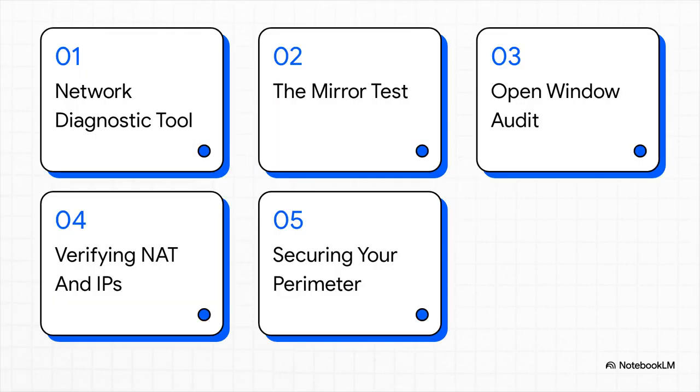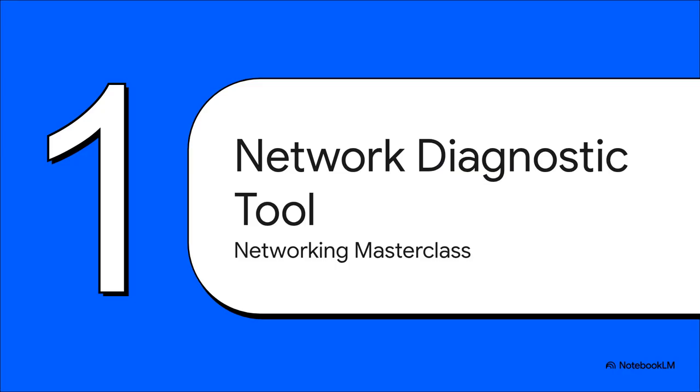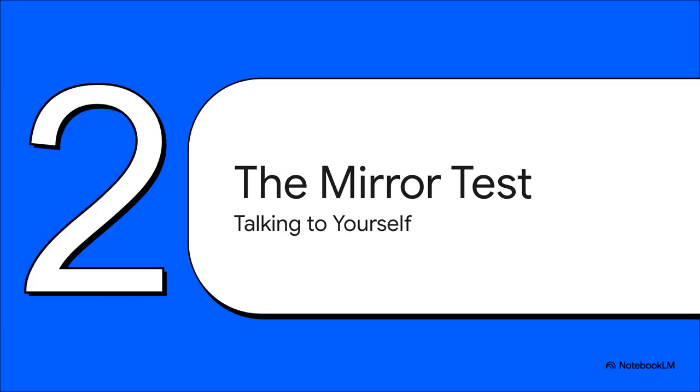Here's the game plan for our toolkit. We'll start with the mirror test, then do an open window audit, followed by verifying NAT and IPs, and finally we'll wrap up with securing your digital perimeter. First up, Section 1, Network Health Diagnostic Toolkit, your networking masterclass. Moving right along to Section 2, the mirror test, basically talking to yourself.